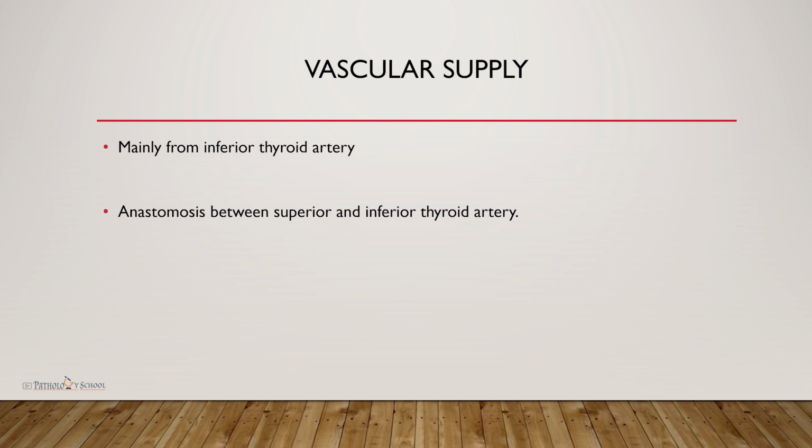The vascular supply of the parathyroid is mainly through the inferior thyroid artery. As we have seen already, during the thyroid surgery, the inferior thyroid artery is not ligated so as to maintain the blood supply to the parathyroid gland. It also derives its blood supply through the anastomosis between the superior and the inferior thyroid artery.